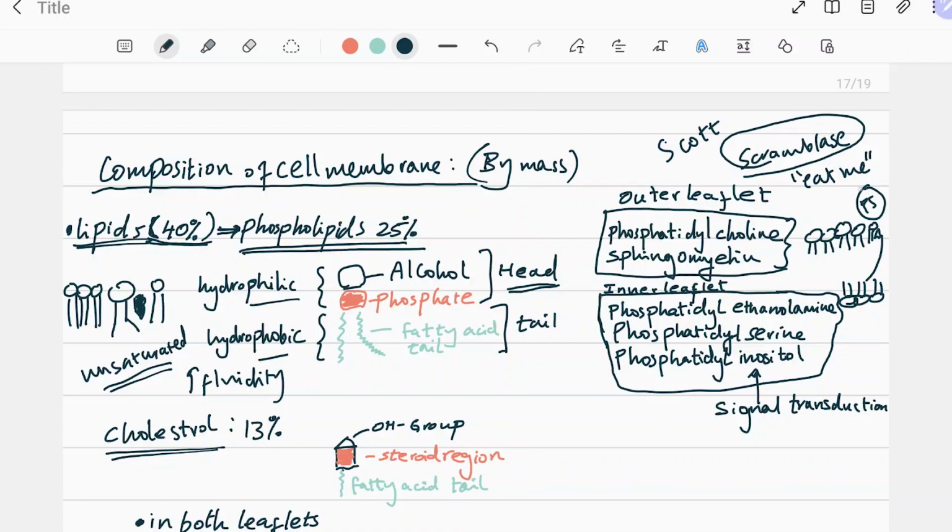Also, phosphatidylserine is a signal for apoptosis. So phosphatidylserine is the eat me signal in apoptosis. Then you have your phosphatidylcholine, which is on the outer leaflet. Let's talk about this. This is the most abundant phospholipid. It's also important in making pulmonary surfactant. It's also known as lecithin.